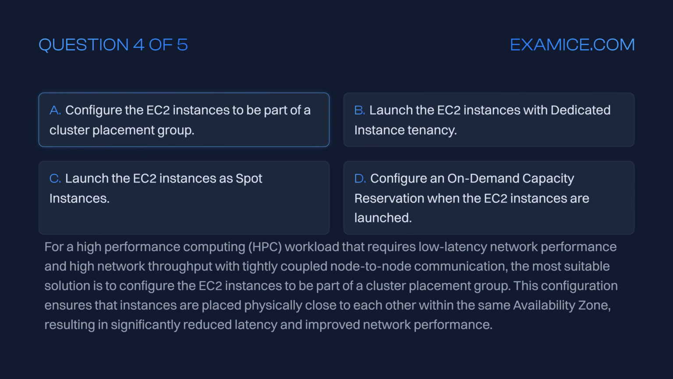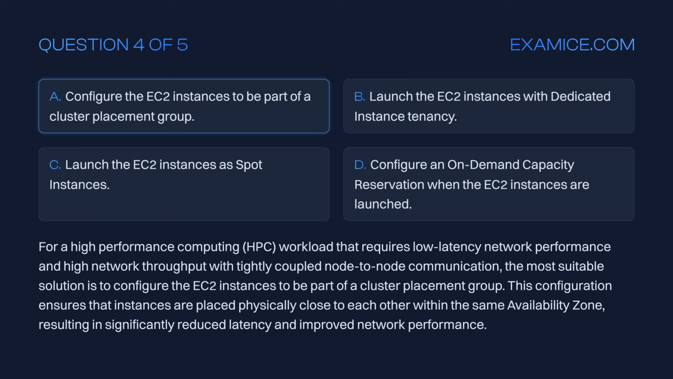The answer is option A. For a high-performance computing workload that requires low-latency network performance and high network throughput with tightly coupled node-to-node communication, the most suitable solution is to configure the EC2 instances to be part of a cluster placement group. This configuration ensures that instances are placed physically close to each other within the same availability zone, resulting in significantly reduced latency and improved network performance.